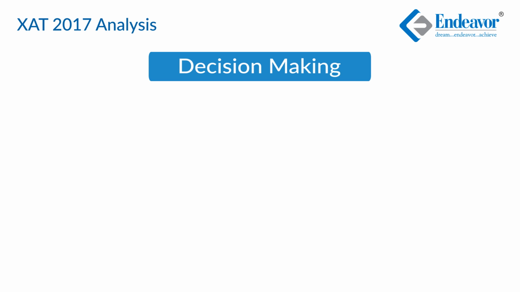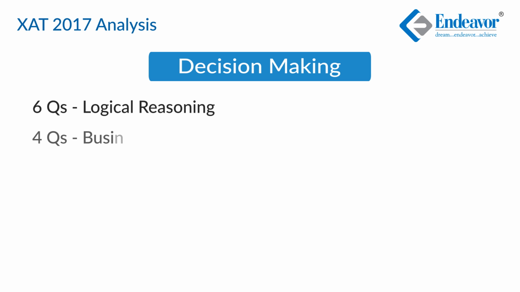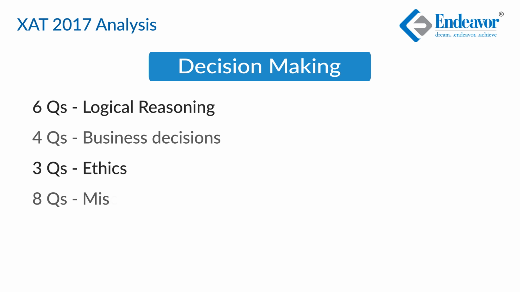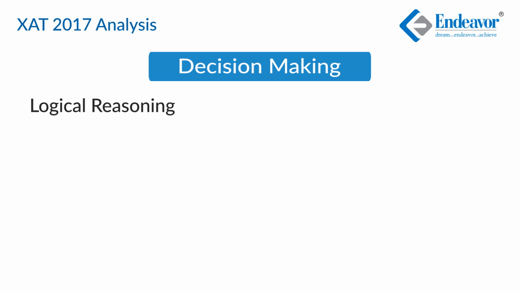The section on decision making had a good spread of questions. This had 6 questions of logical reasoning. There were 4 business decision related questions, 3 questions on ethics, and 8 questions of miscellaneous decision making. The logical reasoning part was just divided into 2 sets of 3 questions each, again arrangement puzzle based questions. And these questions can be considered moderate to difficult.